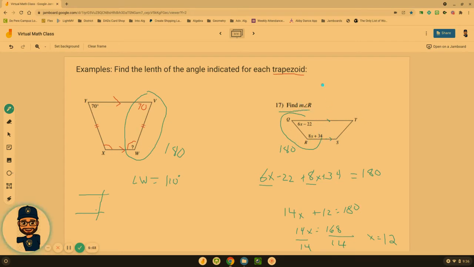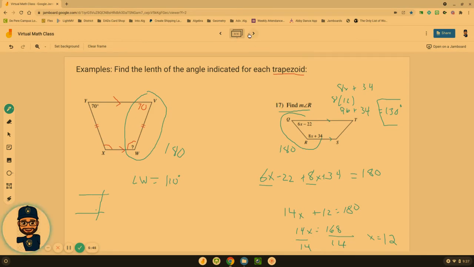So if R is 8x plus 34, I've got to plug in that 12. 8 times 12, let's see, 8 times 10 is 80, and 2 more is 16, so 96 plus 34 equals 130 degrees. So angle R would be 130 degrees. Hopefully, again, you see that they've got that consecutive pattern there, and because they're same side interior angles on parallel lines, they have to total 180.